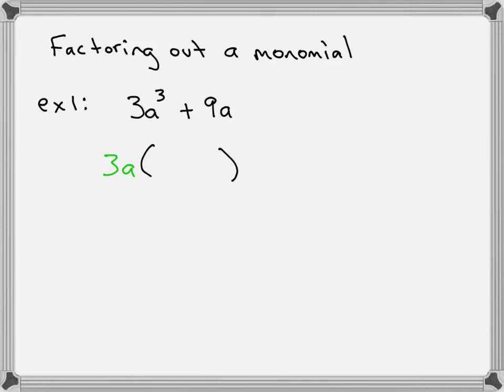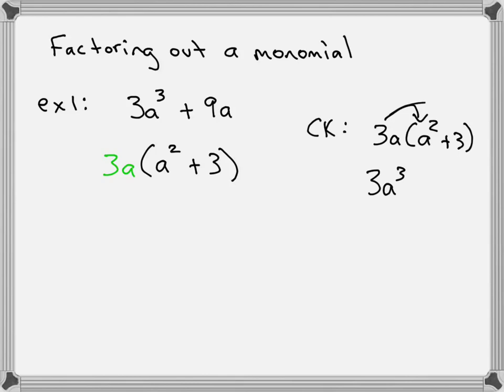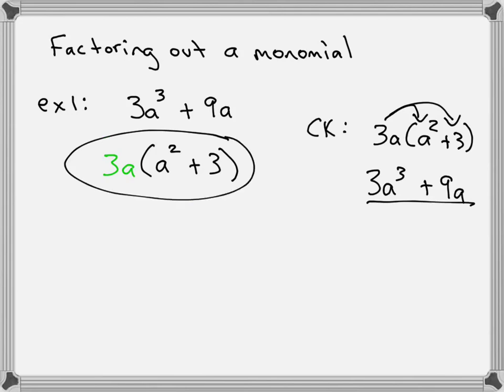If I factor that out, what am I left with on the inside? I would be left with an a squared plus 3. If we wanted to check that, we could go off to the side and multiply it out. We should end up where we started. 3a times a squared is 3a cubed, and 3a times 3 is a 9a. So we did get the answer we were looking for.